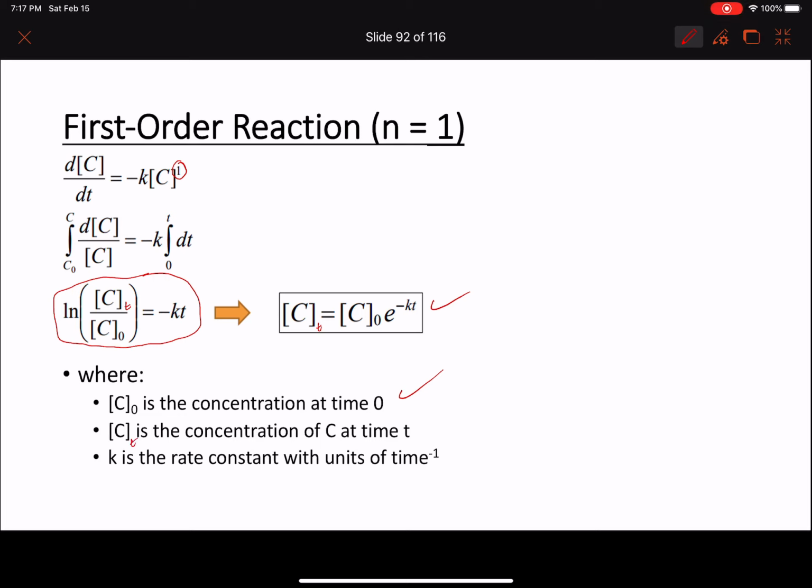K is, look at this. If T is in time, K has to be 1 over time. So K has to have a unit of 1 over time in order to cancel out with the T.